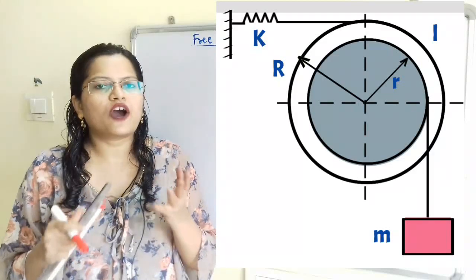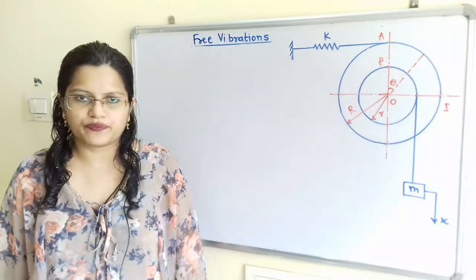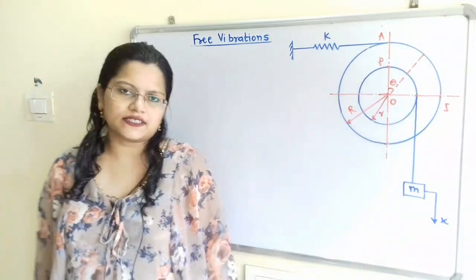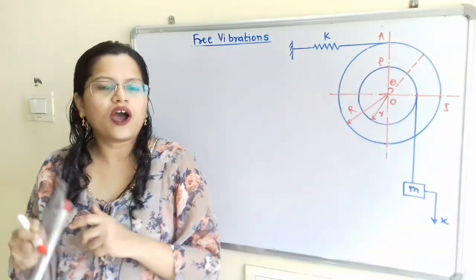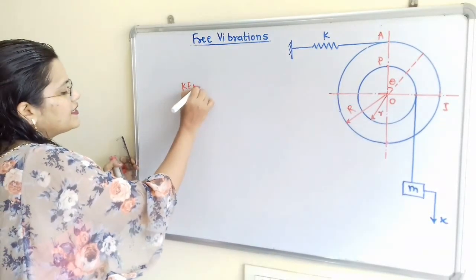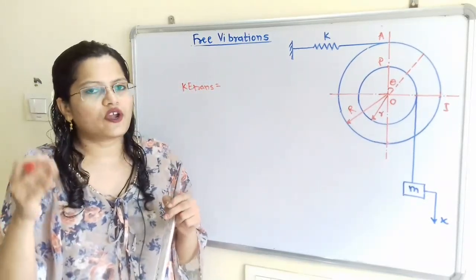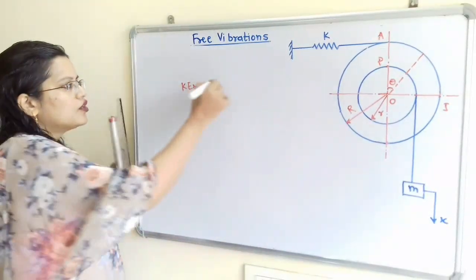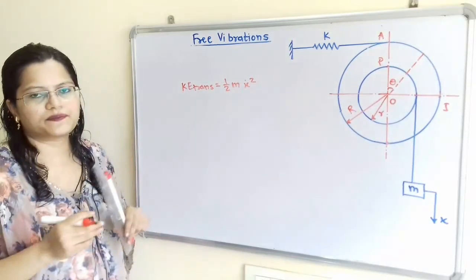So we have to find out the kinetic energy as well as the potential energy in the system. Now for this mass m, linear displacement small x is there, so there is the translational kinetic energy. How can we write this KE translational? We have the formula half m v square, and we can write velocity in terms of x, that is x dot. So I will write here half m x dot square.